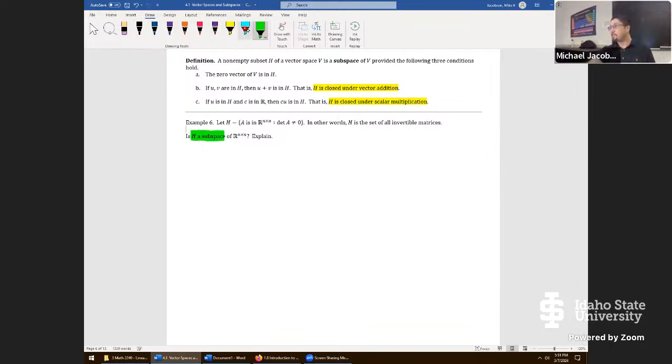So the question is about H. The larger space, the V space, is Rn by n. And here's where we have to start. If it is a subspace, we need to show that the zero vector of V, that set right there, lives inside H, this set right here. So that's the challenge. We have to now write down the zero vector. So let's show in part A and write the zero vector of V equals Rn by n.